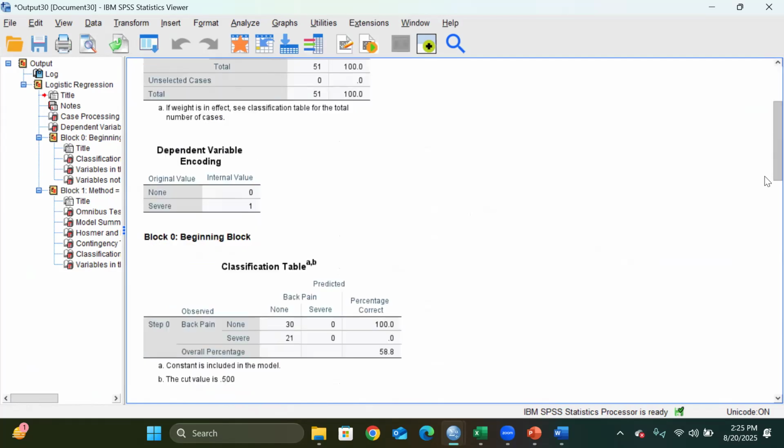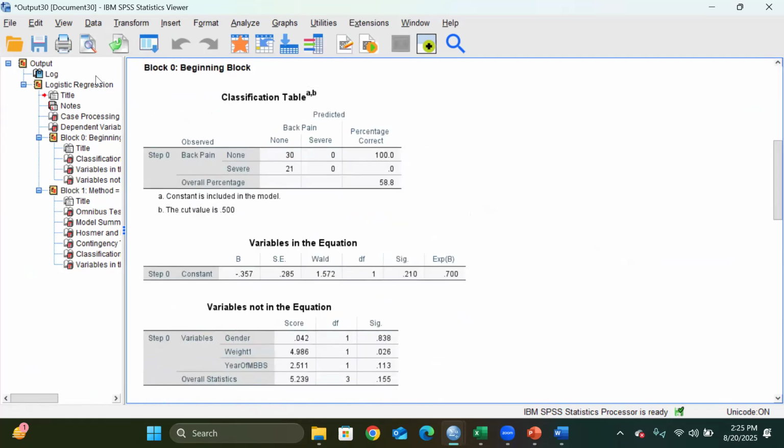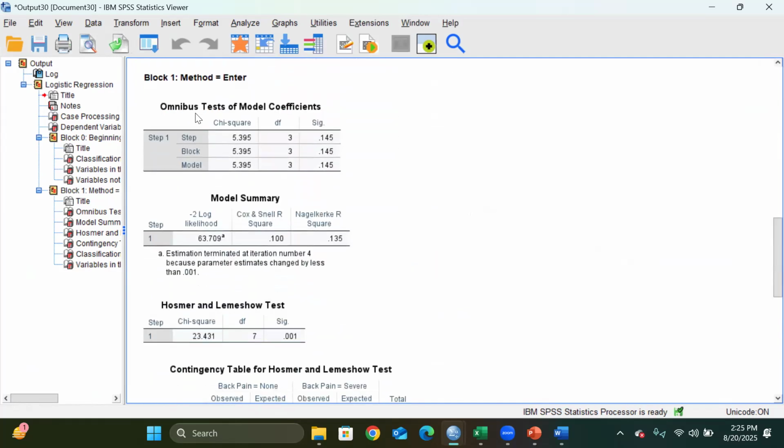Okay, so now what we have here is the logistic regression. It has explained the summary. It has told me what my dependent variable is, because if I have made a mistake, I will know. For block zero, it has shown me some output. I can ignore it for the time being. I will be moving on to block one, where it says that I have run the test.